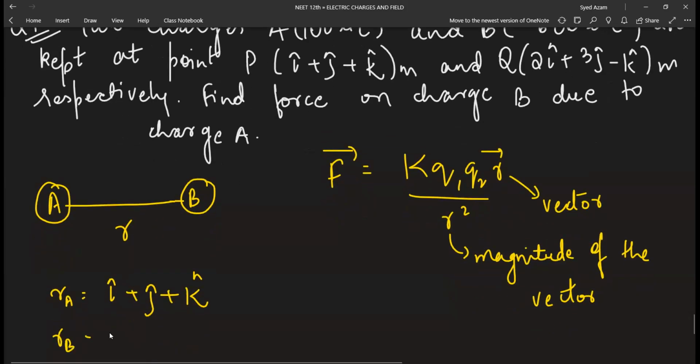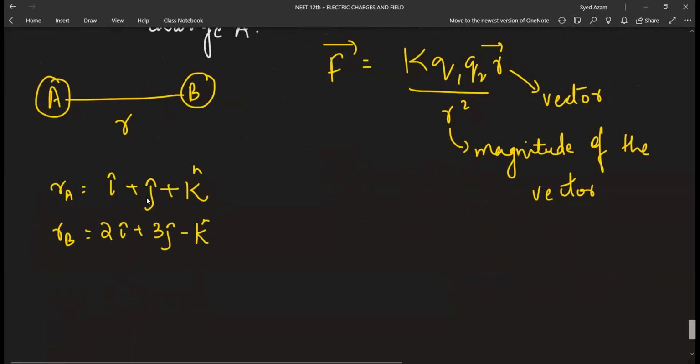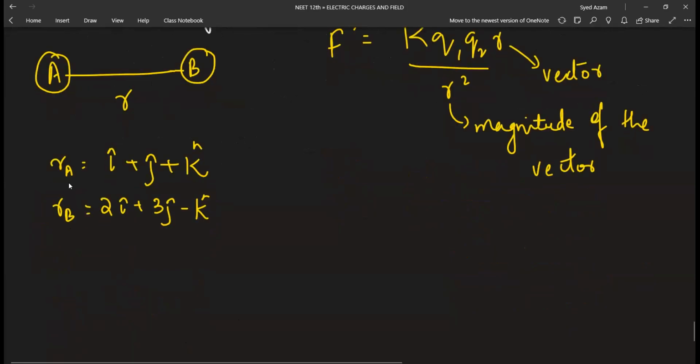RB? B is at Q: 2 I cap plus 3 J cap minus K cap, in meters. Okay, right. So we have this information with us. So we need to get the separation first. How can we get the separation if we have 2 points? Anything that you can suggest?